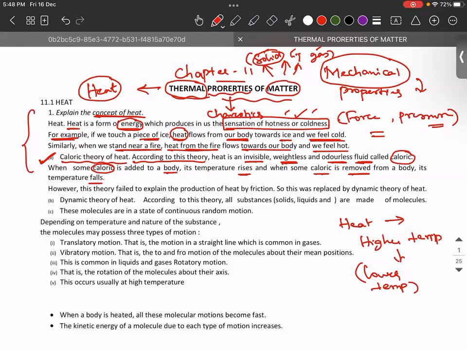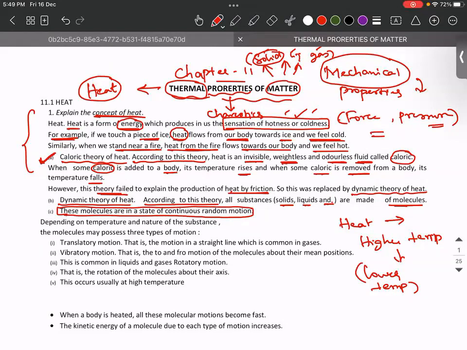But see, this caloric theory failed, right? This theory failed to explain the production of heat by friction. So this was replaced by another theory, which is the dynamic theory of heat. So what does the dynamic theory of heat speak about? It says that according to this theory, all substances, when I say solids, liquids, and gases, are made up of molecules, obviously. And how are these molecules? These molecules are in a state of continuous random motion, right?